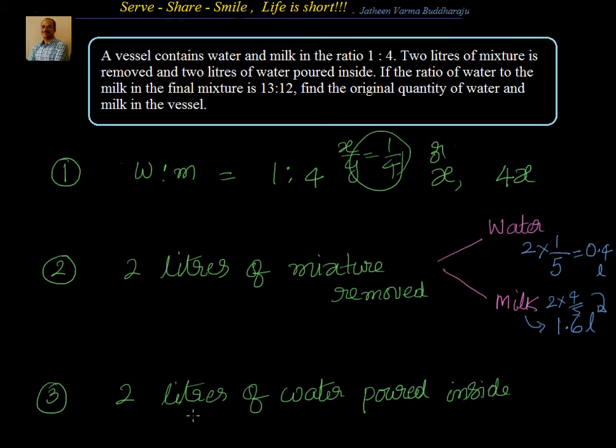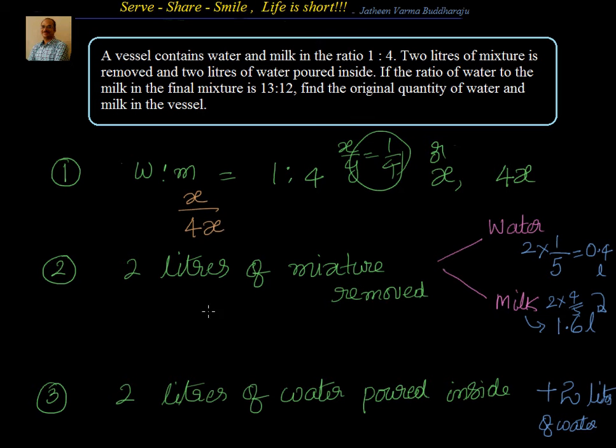Okay. Now after that 2 liters of water poured inside. So that means I have to add 2 liters of water. We will say plus 2 liters of water. Okay. Now let us do this. What we will do, we'll try to get into the ratio format, because we have been told the final ratio is 13:12. So first thing is x by 4x.